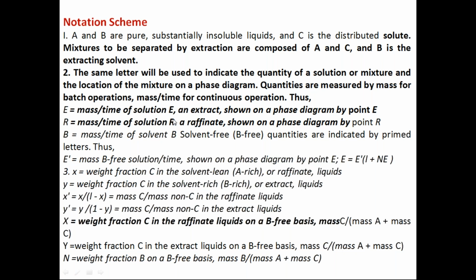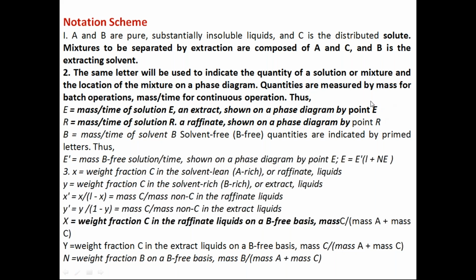So you shouldn't think that E will have only B. E will have the A component as well as the C component, but the B component will be more. That's why we call it an extract. Otherwise, the other two components will also be there. In R, which is designated for raffinate, there will also be the B component as well as the C component, but in small quantities. So that's why it is called raffinate, shown in the phase diagram by point R.